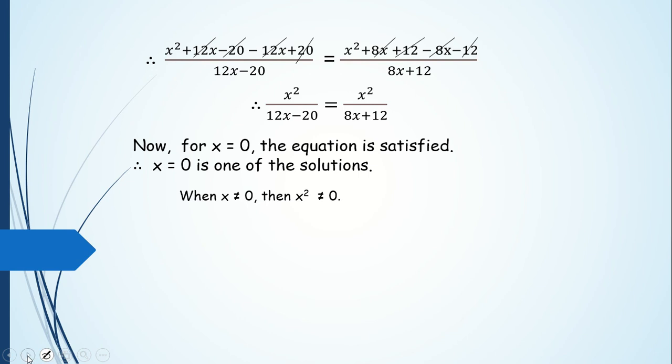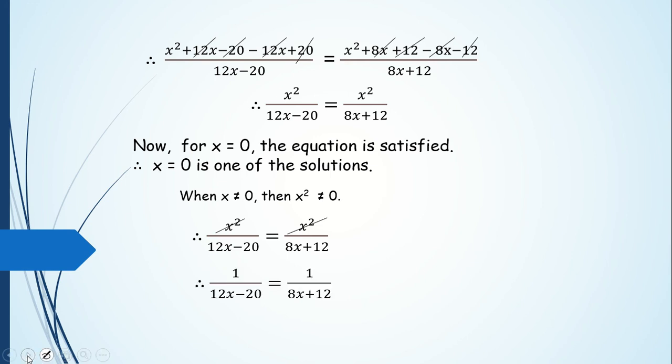If x is not 0, then x square is also not 0, and now when we have the condition that x square is not 0, we can divide both sides by x square, and x square will get cancelled from both sides. Dividing both sides by x square, if you want you can give a reason here. So we are left with 1 upon 12x minus 20 and 1 upon 8x plus 12.